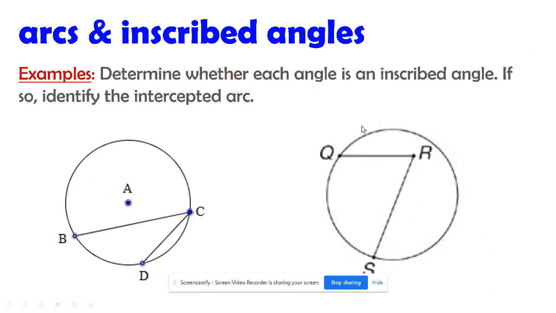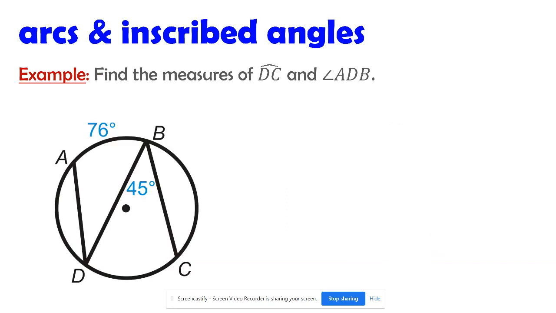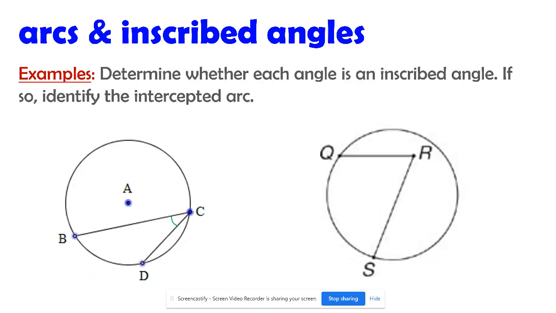On your assignment, you're going to have a few questions like this. It says, determine whether each angle is inscribed. If so, identify the intercepted arc. Look at the first example on the bottom left. The angle is right here at point C, so the angle is angle BCD. The first question is, is that an inscribed angle? The answer is yes, because the vertex, point C, is on the circle.